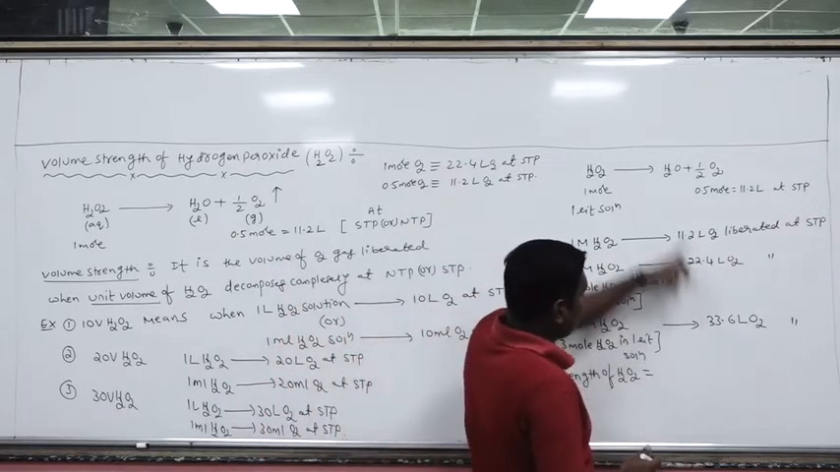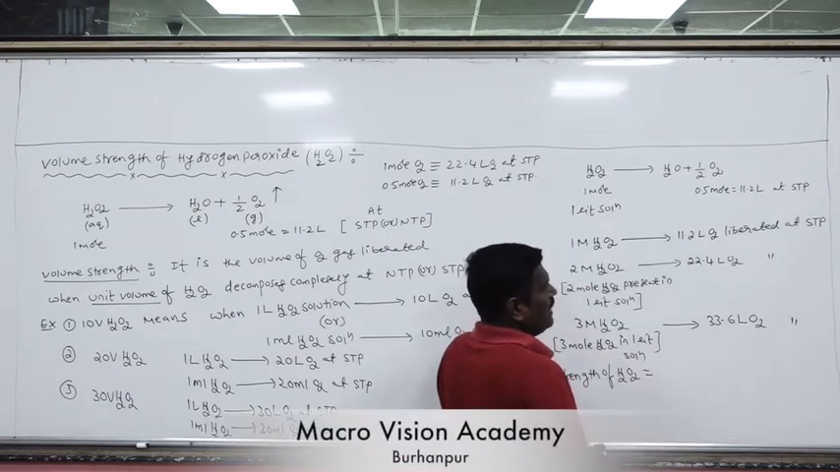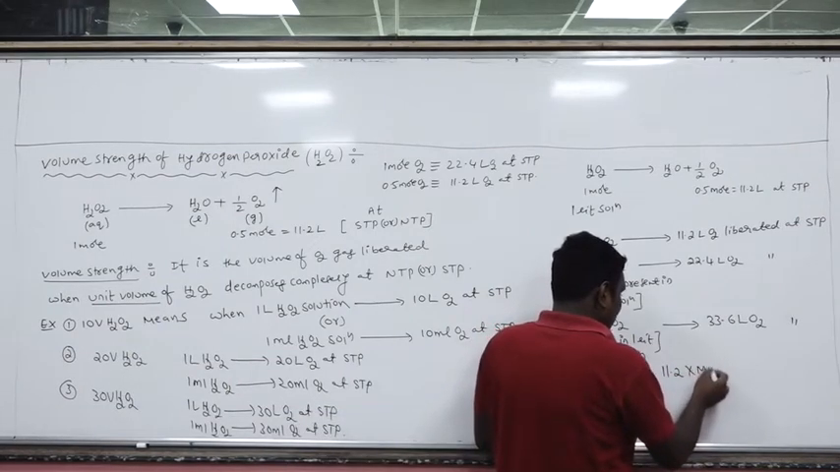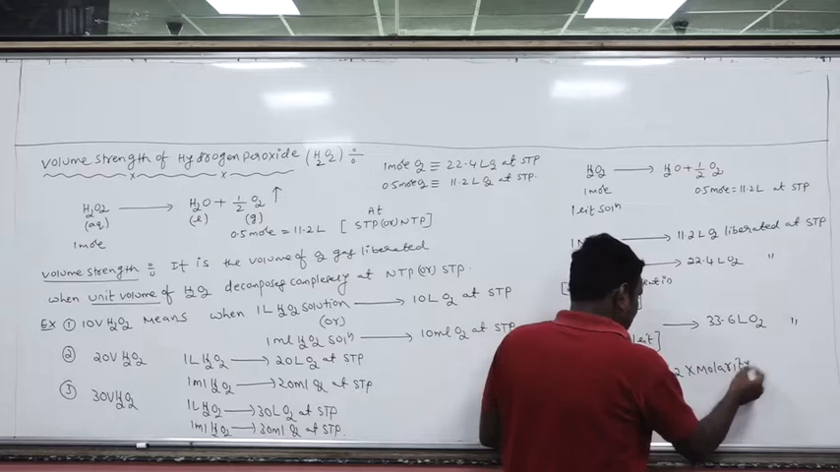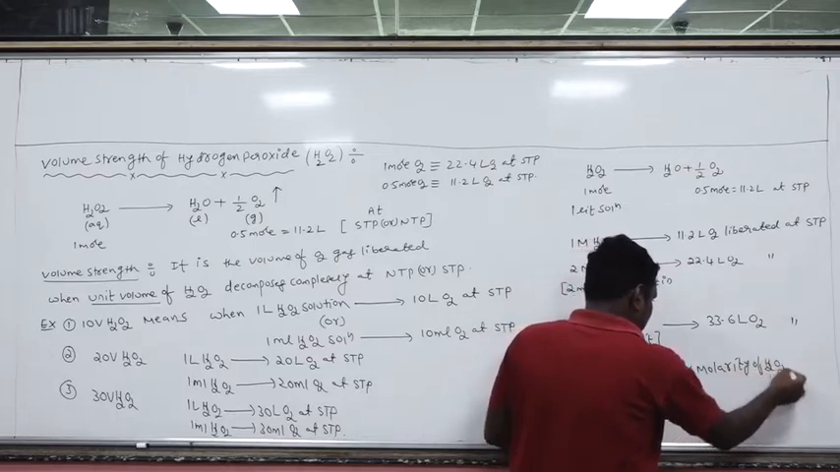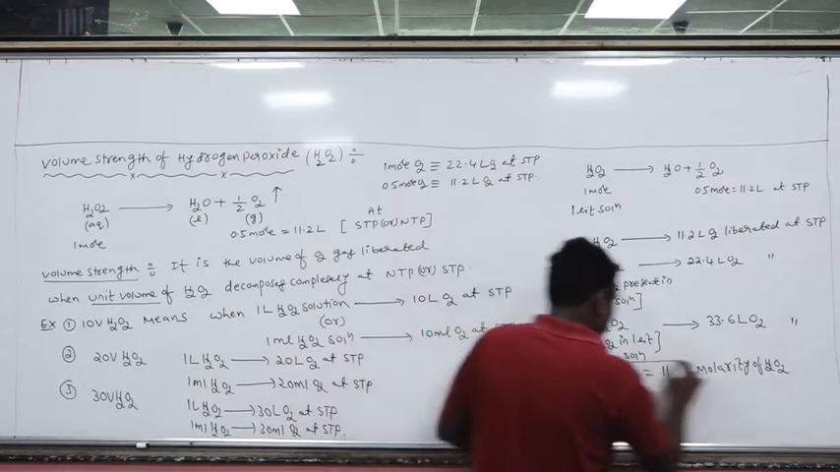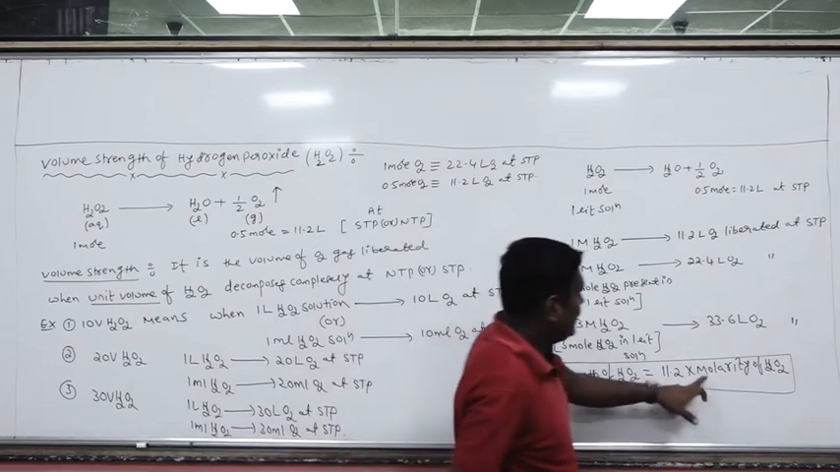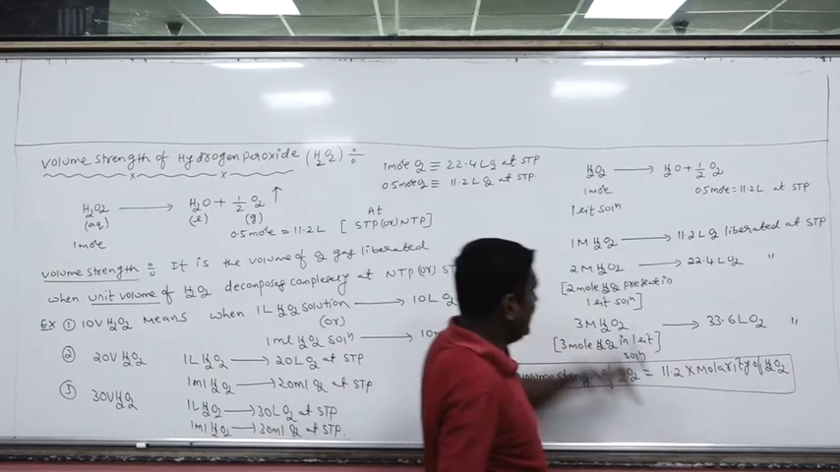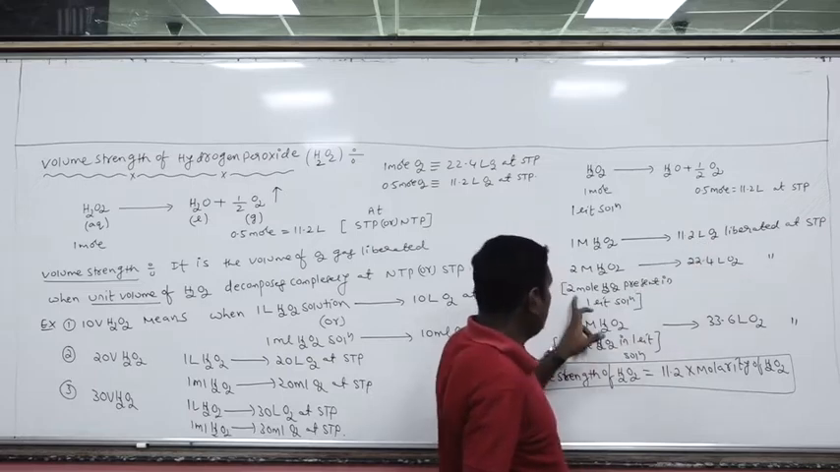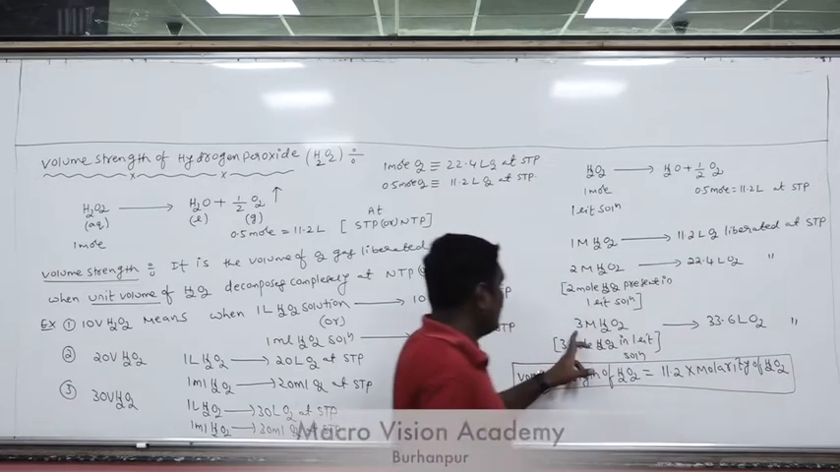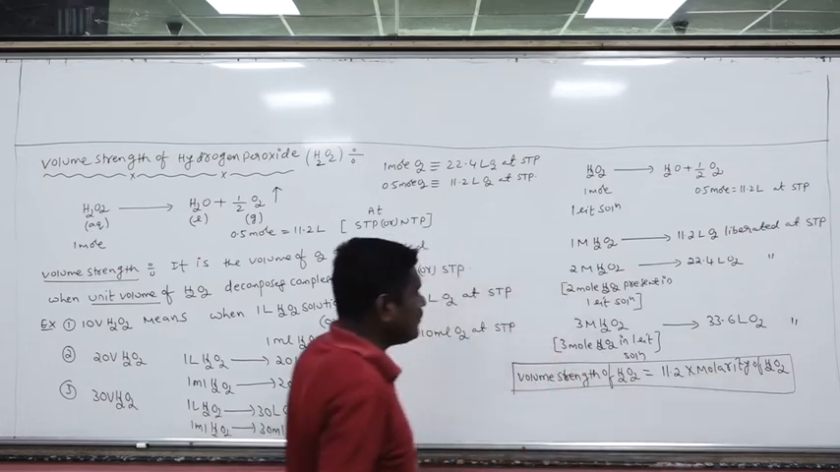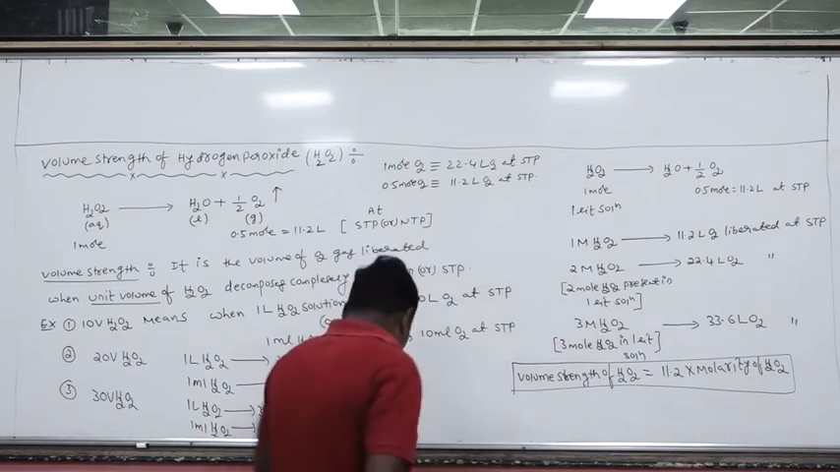Now in all these values, what is the common value? 11.2. What is the common value? 11.2 multiplied by the molarity of H2O2 solution. So this is the volume strength of hydrogen peroxide. What is the volume strength of hydrogen peroxide? 11.2 multiplied by the molarity. If 1 molar solution is there, 11.2 into 1. If the 2 molar solution is there, 11.2 into 2. If the 3 molar solution is there, 11.2 into 3. Okay, so this is the volume strength of hydrogen peroxide.